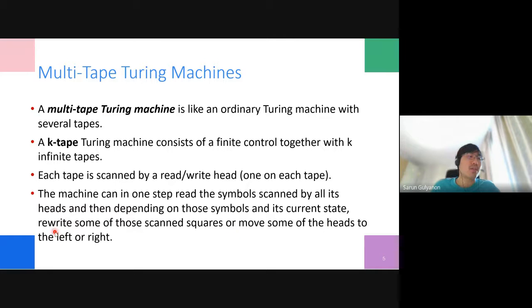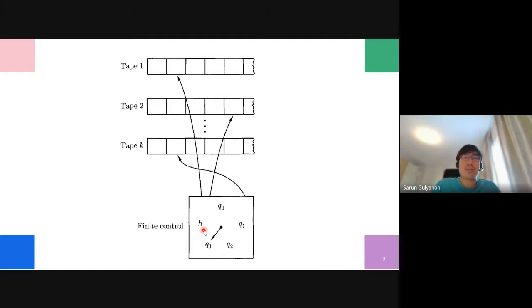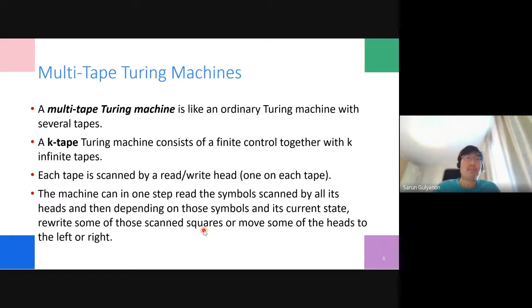For the writing, each head can either write or move, and this can be independent for every tape. You can write different symbols to each tape, or you can move one tape and on the next one write something down. Any combination is fine. That is pretty much what the multi-tape Turing machine is.